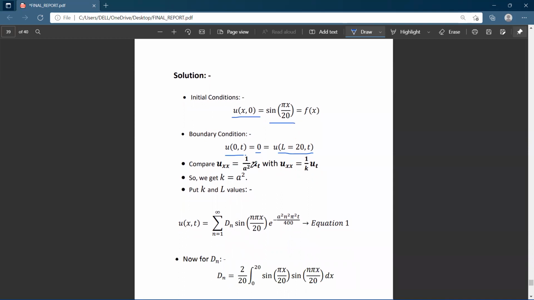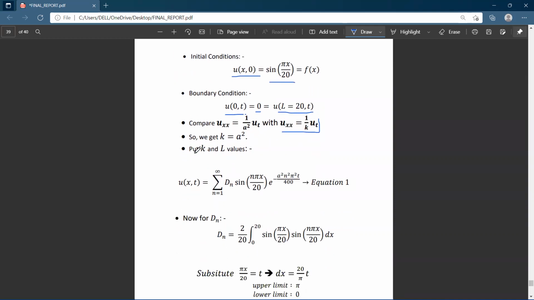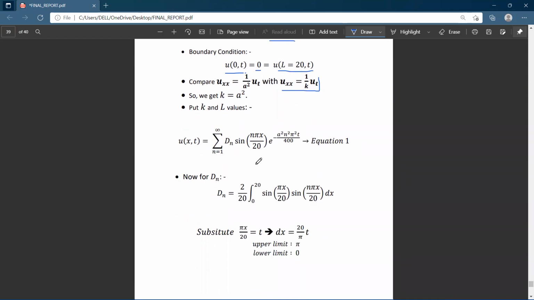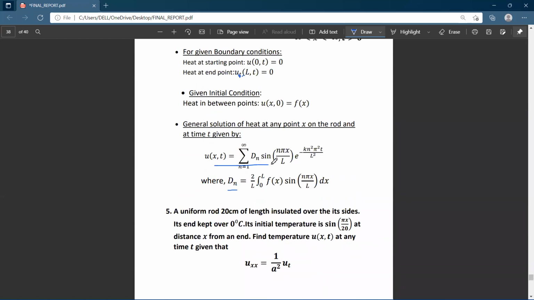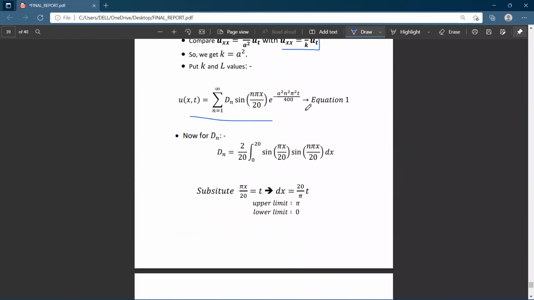Comparing u_xx = (1/a squared) u_t with the standard heat equation u_xx = (1/k) u_t, we obtain k = a squared, and we put in the values of k and L. Putting these values in the solution equation, we get this equation. Now we find b_n, where f(x) is sin(pi x/20) and the kernel is sin(n pi x/L), with L equal to 20, integrated over x from 0 to 20.